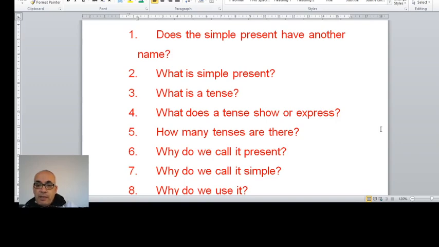Question number 6. Why do we call it present? Number 7. Why do we call it simple? And the last question is, why do we use it? I will leave it for 1 minute for you to think about the answers, and then I will show you the answers and explain everything easily and slowly.